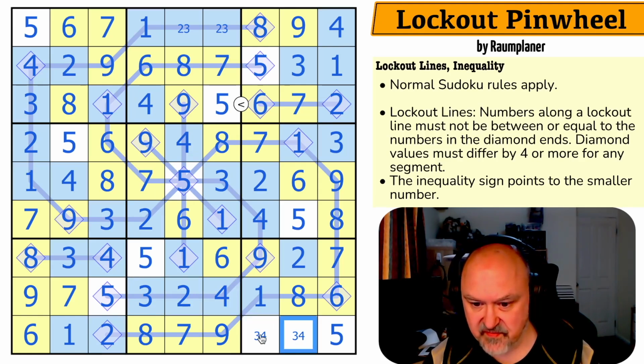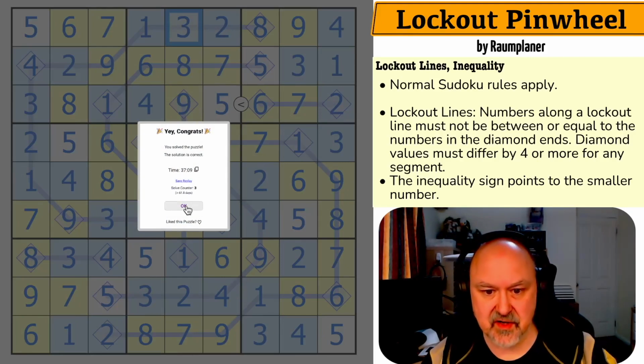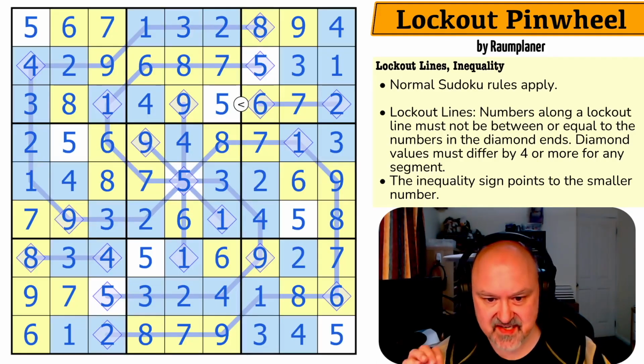I'm going to do these first because these are both low. The 3 looks down making that the 4 and that the 3. The 3 looks up making that the 2 and that the 3. And that is the correct solution. 37 minutes and 9 seconds.